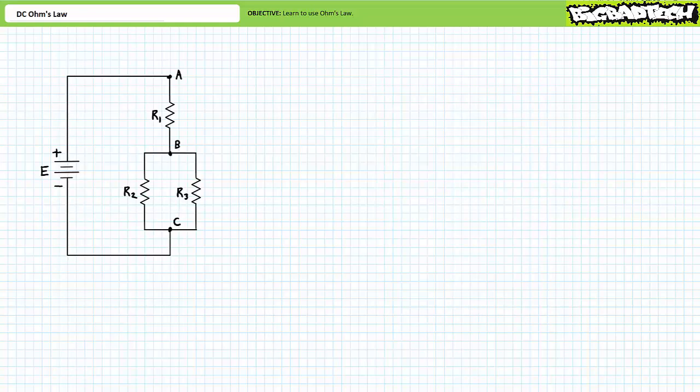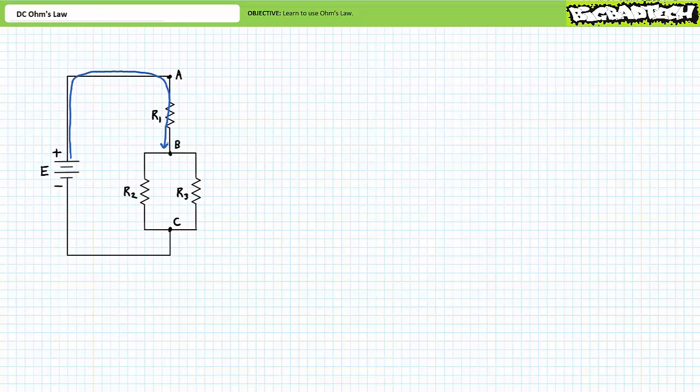Resistor R1 is between nodes A and B. Resistor R2 is between nodes B and C. And finally, resistor R3 is also between nodes B and C. Conventional current would travel through the circuit in the following manner. Source current leaves the positive terminal of the voltage source, enters the top of R1, travels through R1, leaves the bottom of R1, and enters node B.